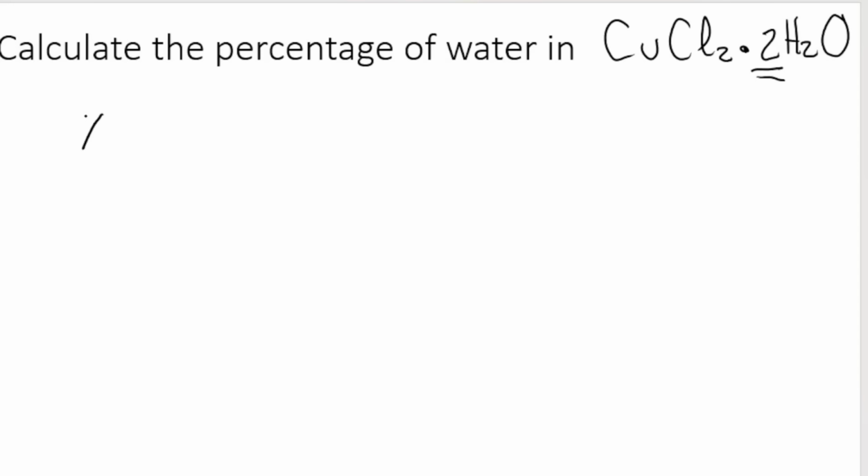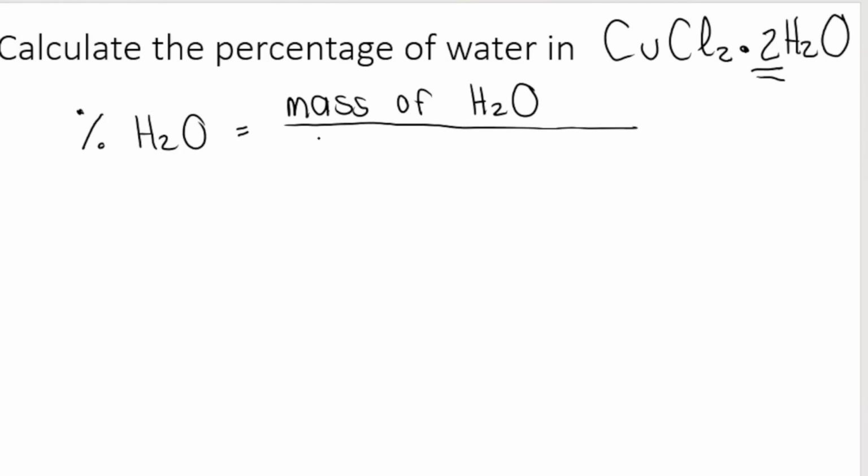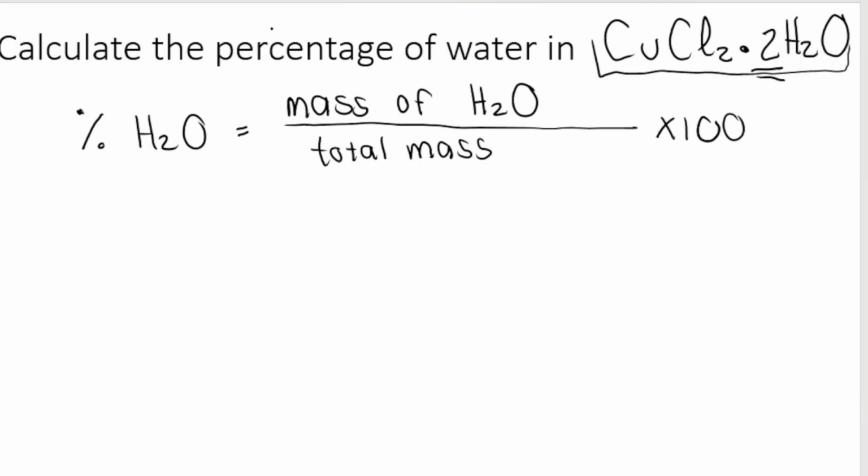So to calculate the percentage of H2O, what we're going to do is look at the mass of H2O within this particular compound or formula unit, divided by the total mass of the compound. And when I say the total mass of the compound or the formula unit, I mean the entire thing, including the water. And because we're looking for a percentage, we multiply by 100. Now this is percentage by mass, and essentially we're looking at the molar mass. We need our periodic table to help us with this.